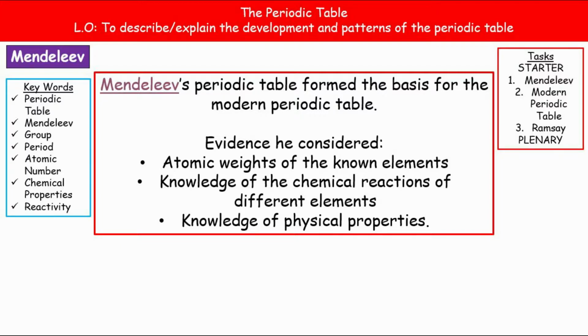He considered 3 key bits of evidence. The first one were the atomic weights of the known elements. The second piece of evidence was knowledge of the chemical reactions of different elements. And the third one were the knowledge of the physical properties of the different elements. And what he did, when he had all of that evidence, he then started to arrange the elements into his version of the periodic table. So jot those points down for me first of all, and then we'll have a look at what he did in more detail.